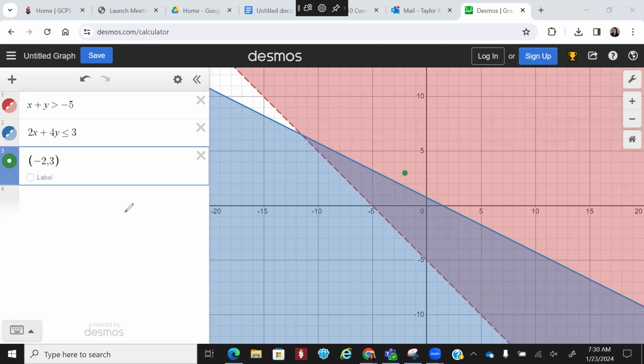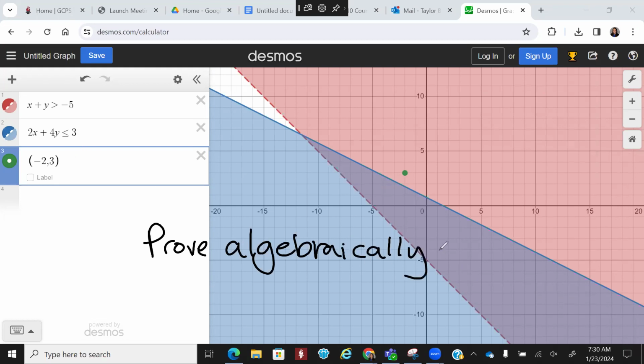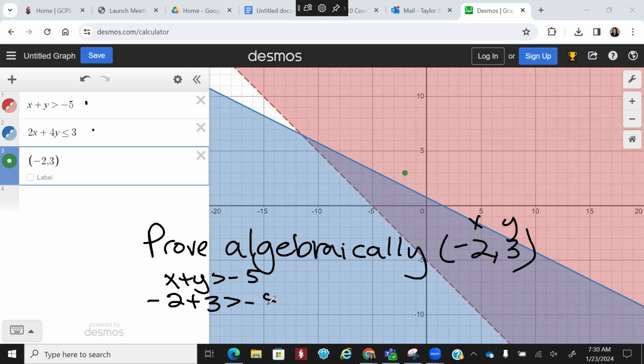Okay. If something says prove algebraically that this point is not a solution, what we would do is we would plug it in for these two inequalities. So you see this point, X and Y, we're going to plug it in here. So I'm going to take that first inequality and I'm going to substitute this in. So that would give me -2 plus 3.